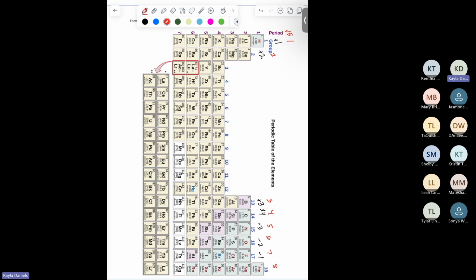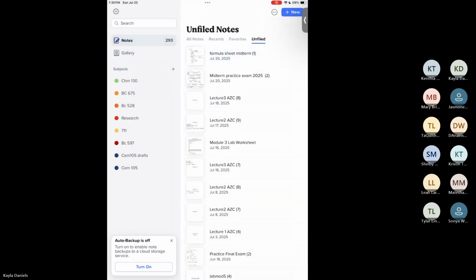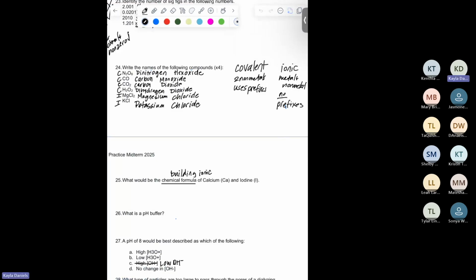We were building between what? Calcium and iodine? Yep. Okay. And then iodine, yep. All right, so calcium's gonna have a +2 charge. Iodine is gonna have a -1 charge. All right, so +2, -1. Now I got their charges. Now what do I do?